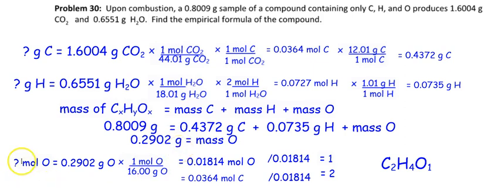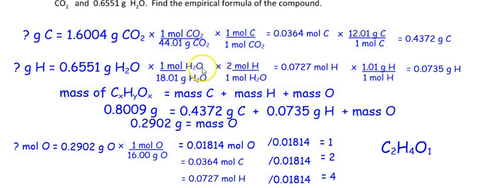Periodic table. So here I'm trying to find the moles, so I get 0.01814 moles of oxygen. So now I rewrite these values right here. Do you see that? I need those moles because what do I do? Divide by the smallest to get the whole. And that's my actual empirical formula now.